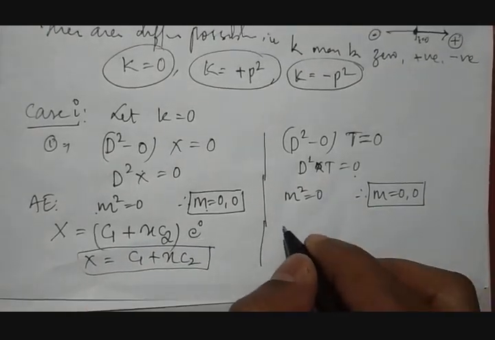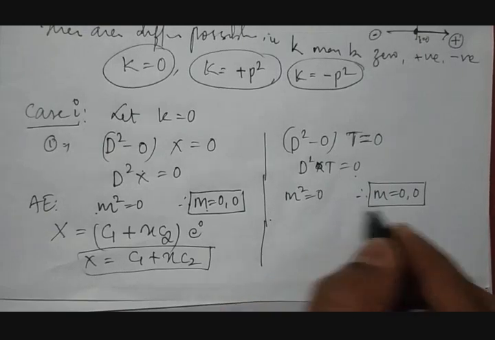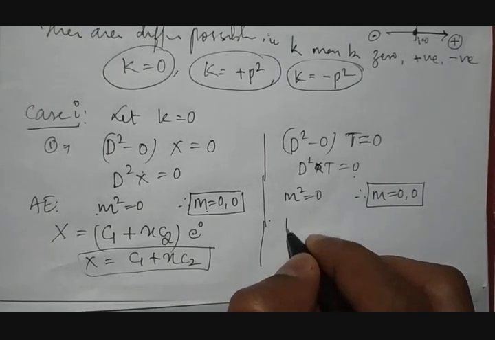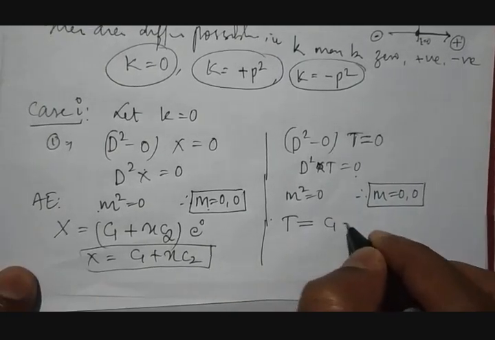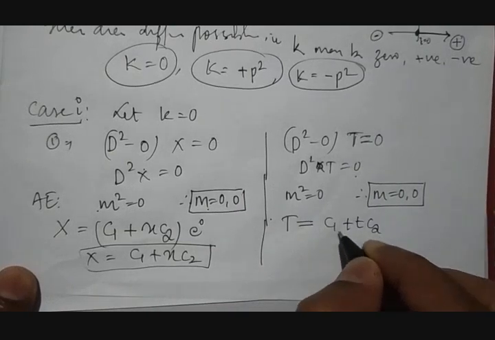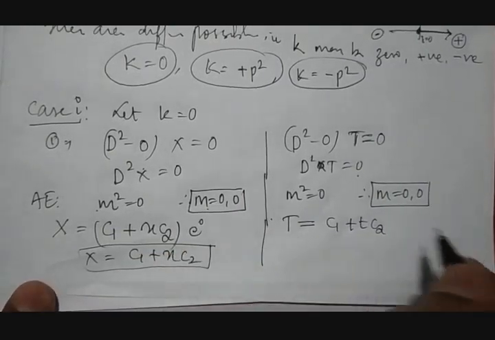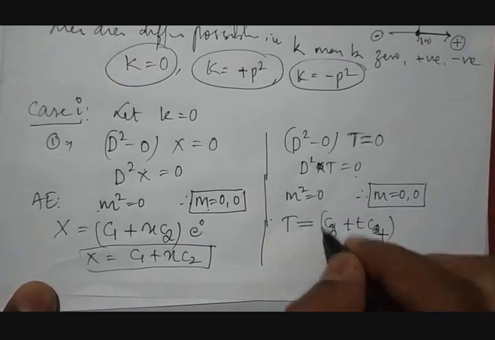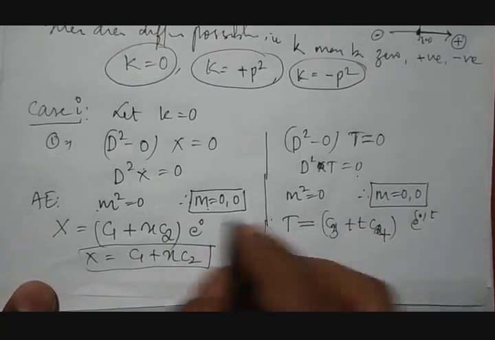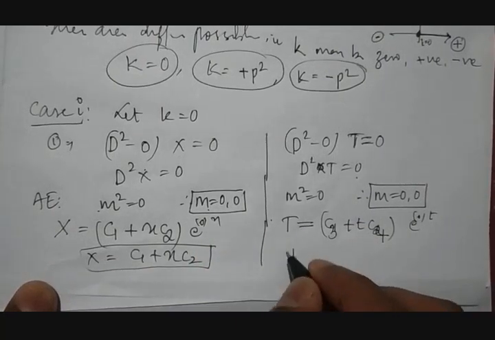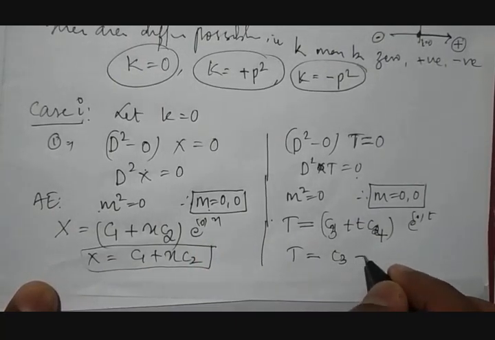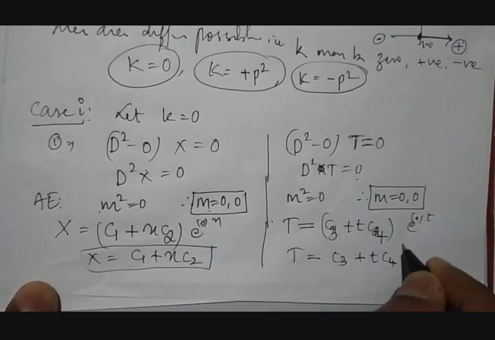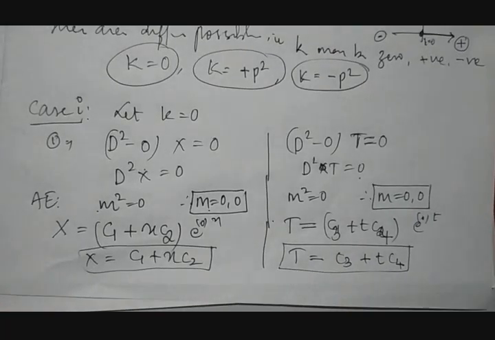Next, similarly, as per this root we can say t is equal to c1 plus t into c2, but already we have taken c1, c2, so I'll take continuation, c3, c4, into e raised to 0 times t. So t is equal to c3 plus t into c4. This is the set of solutions.